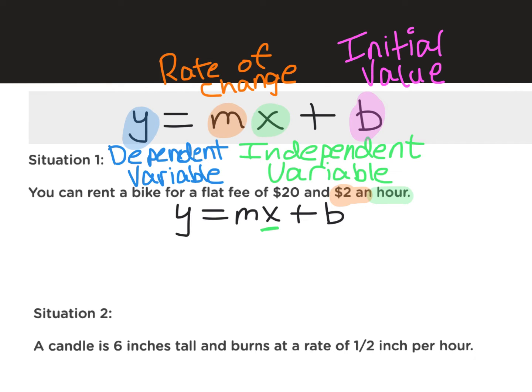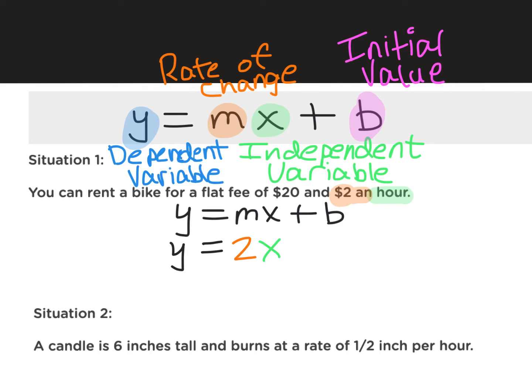So part of the equation is going to be y equals 2 times x. And the reason for that is because for every hour, which is being represented by x, that you rent the bicycle, the price of the rental overall is going to go up.